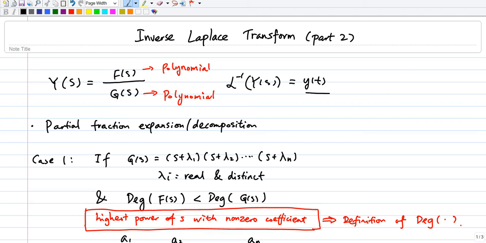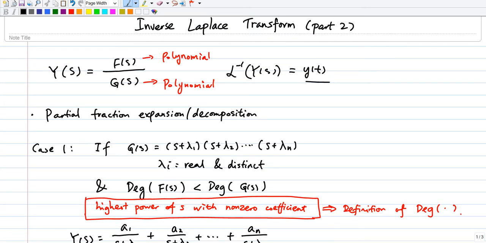The main approach we're going to use to find the inverse Laplace transform is called partial fraction expansion, or partial fraction decomposition. In the previous video, I talked about case one: how do we address the inverse Laplace transform problem when Y(s) has real and distinct poles?